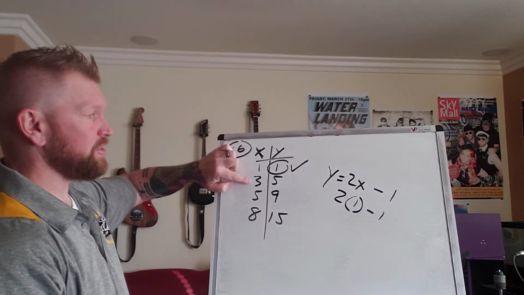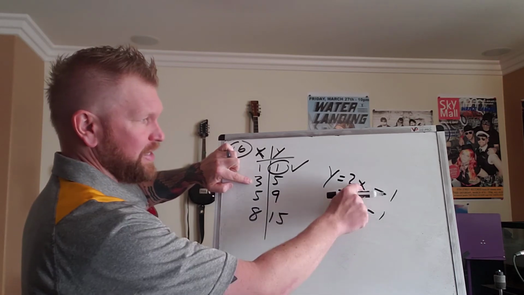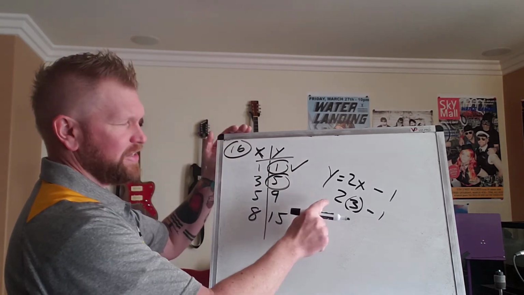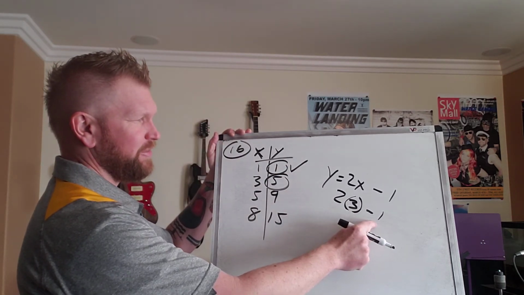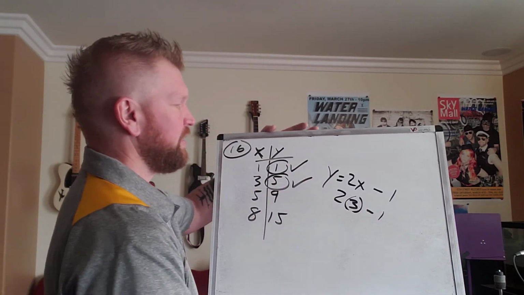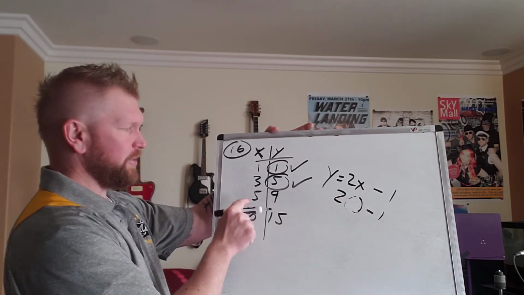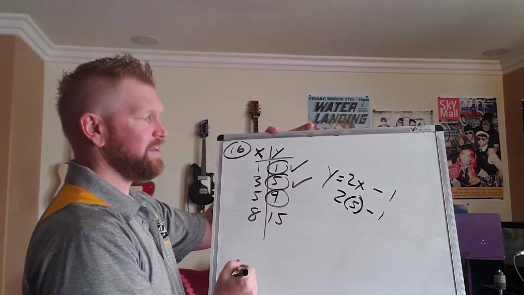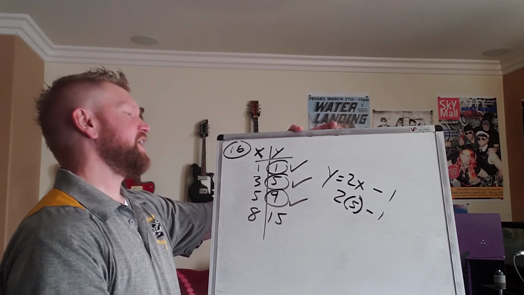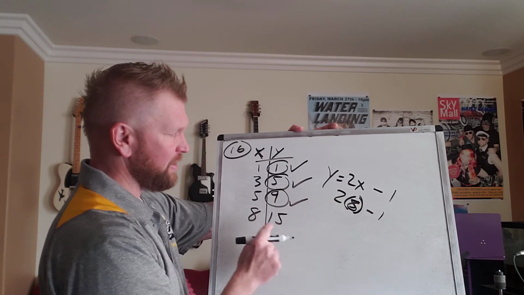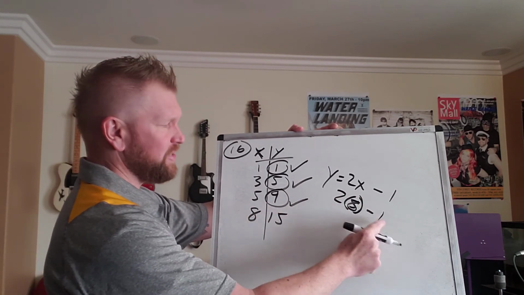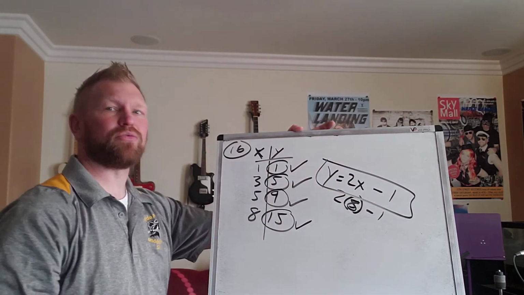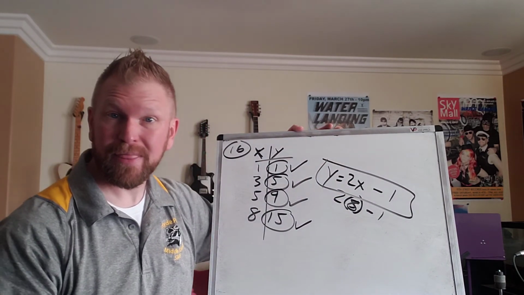So now let's try the 3. So if we take out the x, and in its place put in a 3, this should equal 5. Does 2 times 3 minus 1 equal 5? Yes, it does. So now we'll take out the 3, we'll put in a 5. And if this equals 9, and it does, then we're on the right track. And lastly, you could try putting an 8 in there and seeing if this equals 15, and it does, because this one is the right rule, 2 times x minus 1.